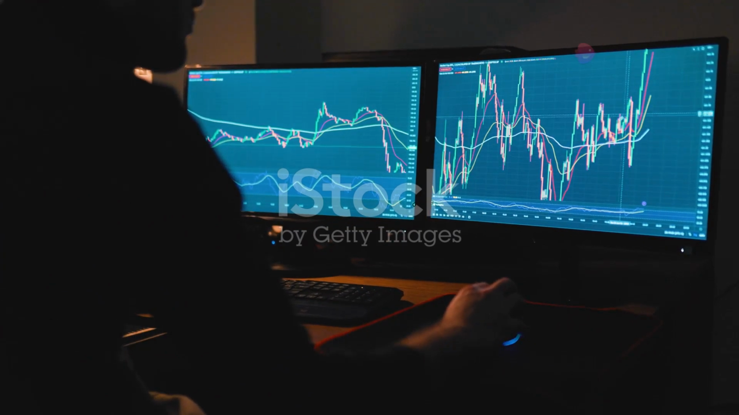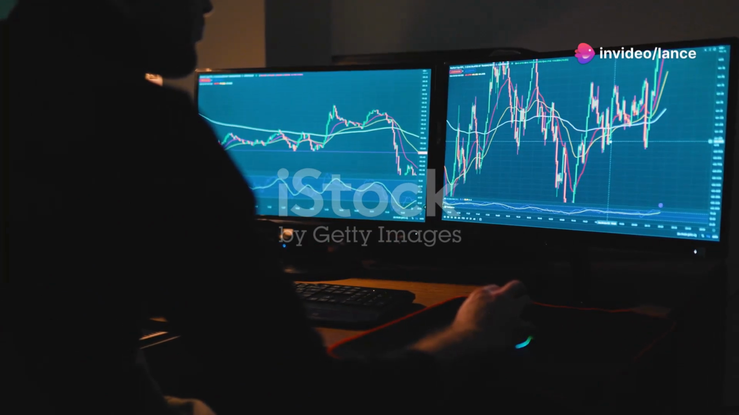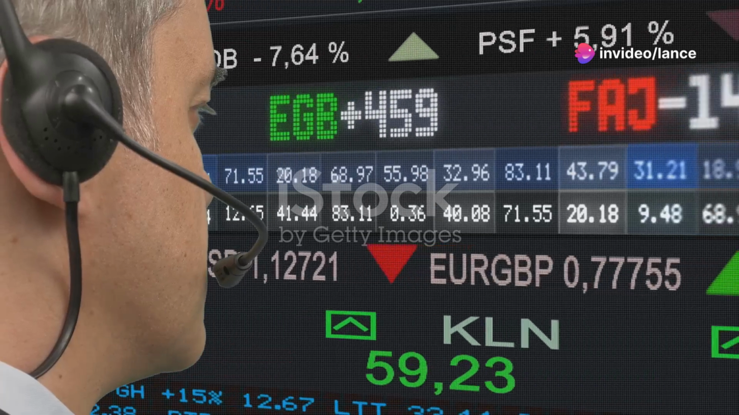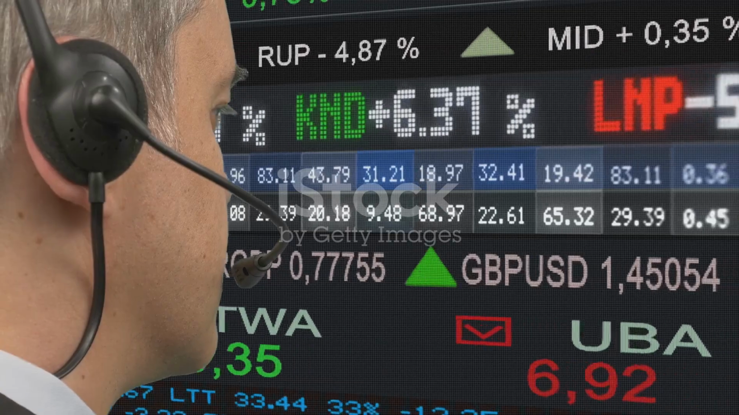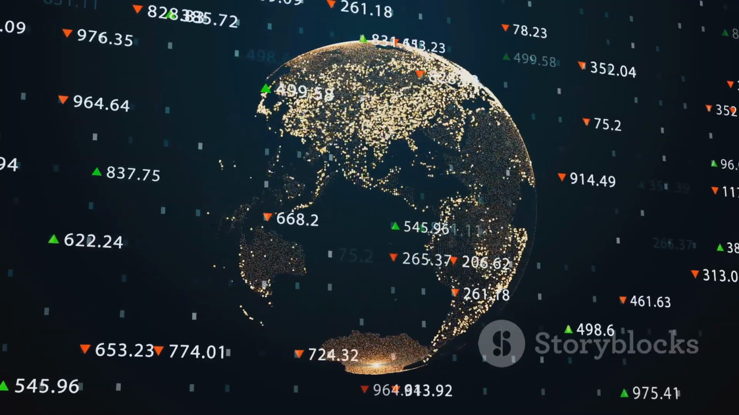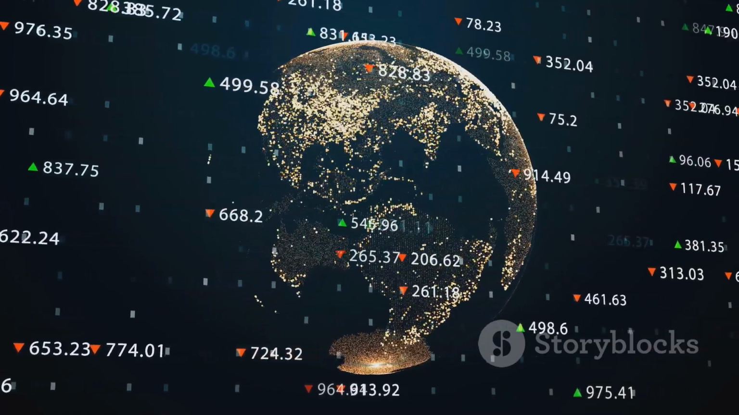Let's shift gears now and talk about fundamental analysis. This approach is all about understanding the underlying factors that drive currency movements. Think of it like looking at the big picture of the global economy.